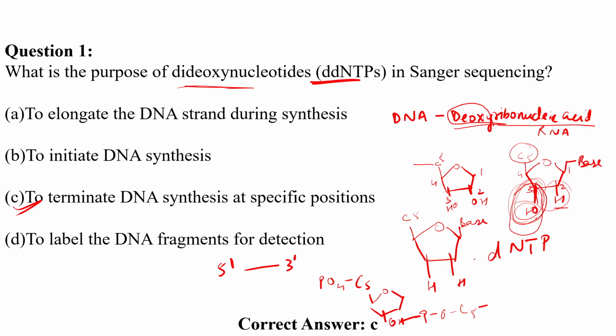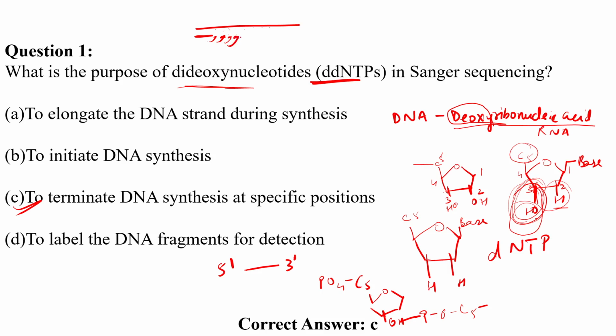So when the DNA synthesis is going on, like in a PCR reaction, if you remember, we had a DNA template and then the primer, and then one by one each dNTP was incorporated complementary to the sequence of the template DNA, right? Now this incorporation will get halted if we add ddNTP.